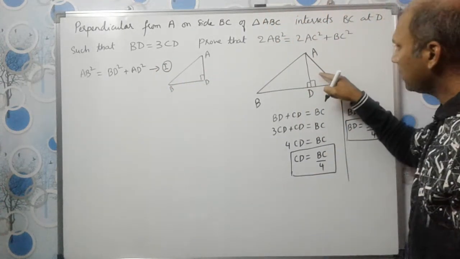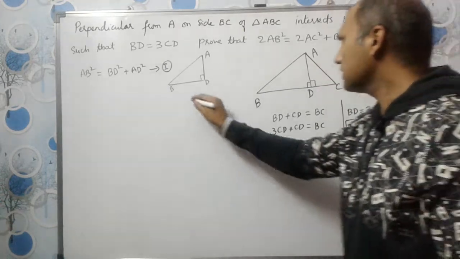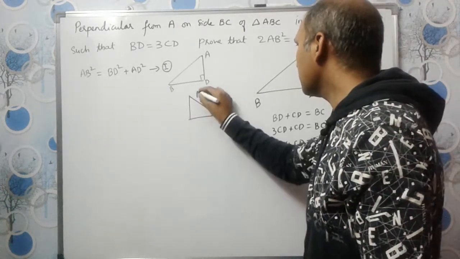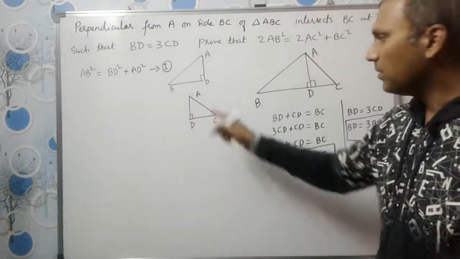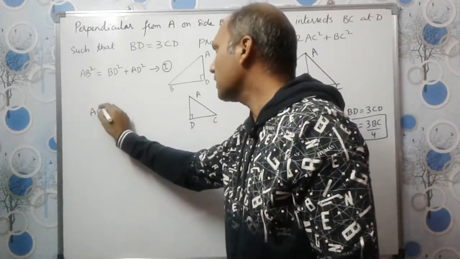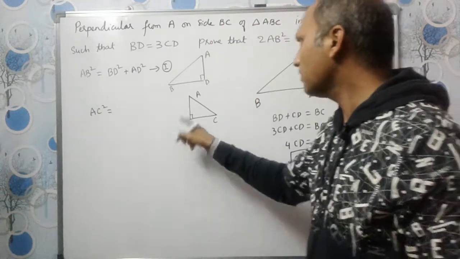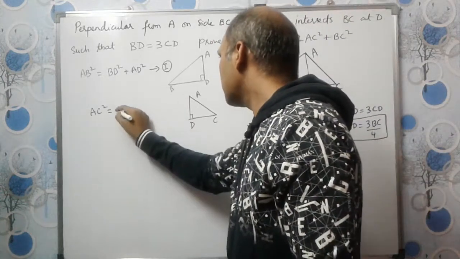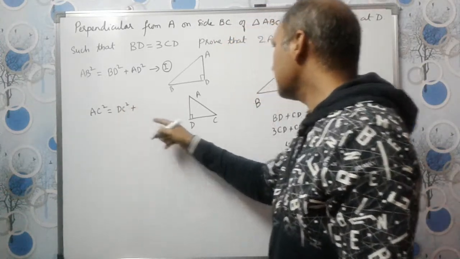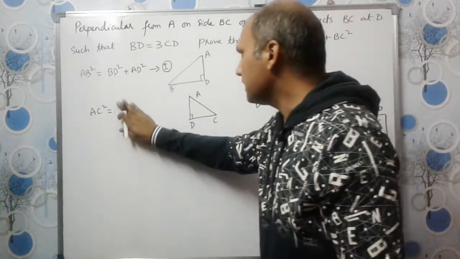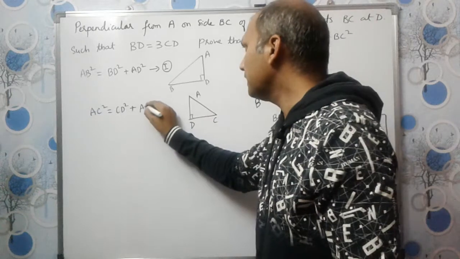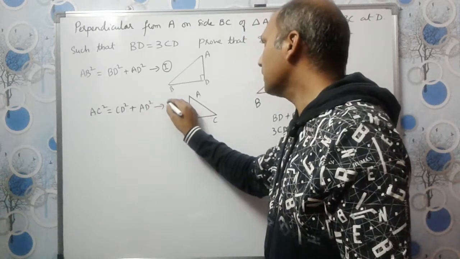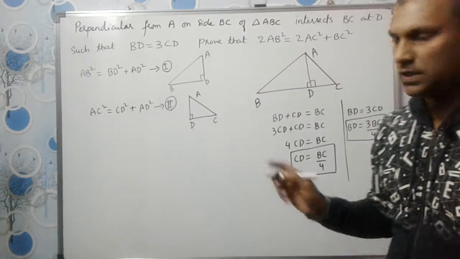Let us apply Pythagoras theorem to this smaller triangle. What is that triangle? This one, A, D and C, 90 degrees is here. So if you apply Pythagoras theorem, hypotenuse square, which is AC square, will be equal to DC square or CD square. Let us write CD square plus AD square. This is equation 2. I hope you understood this much.